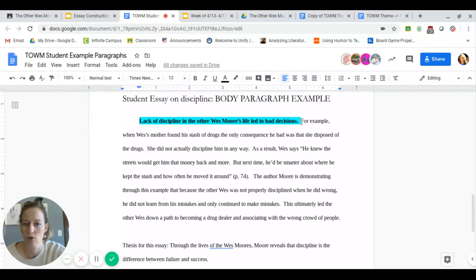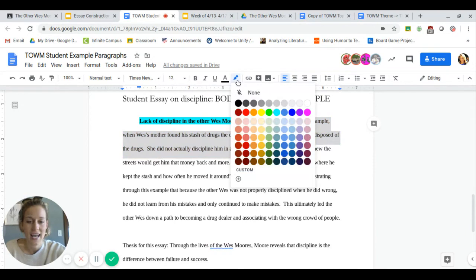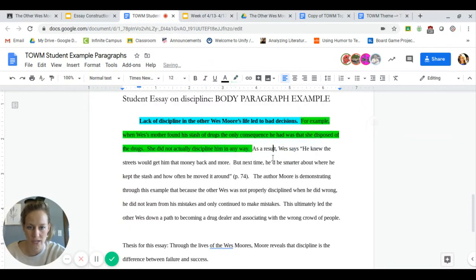So that is some great context. It lets me know exactly what's going on before they throw a quote at me. Because remember, you're writing this essay as if the person reading it has never read The Other Wes Moore. So that's going to be very helpful for them if you tell them what's going on in the story before you give them a quotation from the text. So we're going to do our support in green.